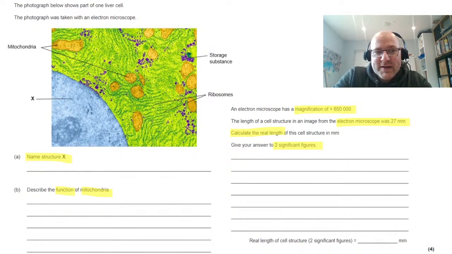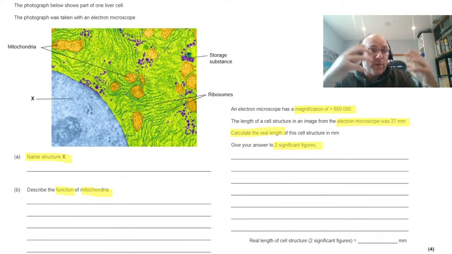Yeah, so X is nucleus. Function of mitochondria, that's 2 marks. So why would you get 2 marks for mitochondria? What should you be putting there for the mitochondria function? Yeah, aerobic respiration to get you 1 mark, Sophie. That's good. You're right. Mitochondria is for aerobic respiration. What's the second mark? What does aerobic respiration do?